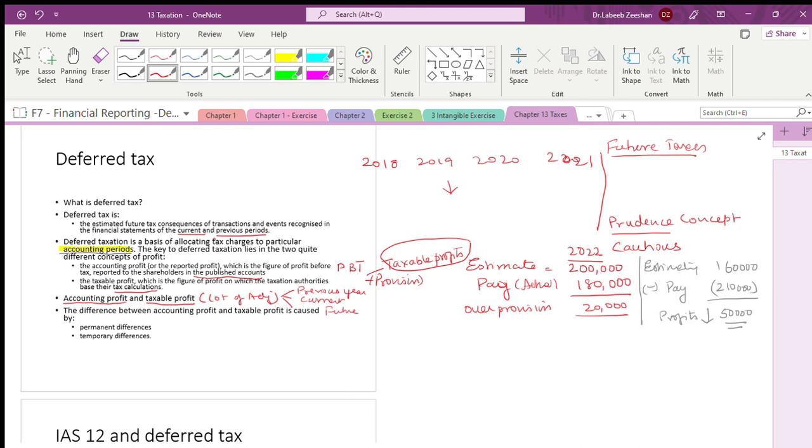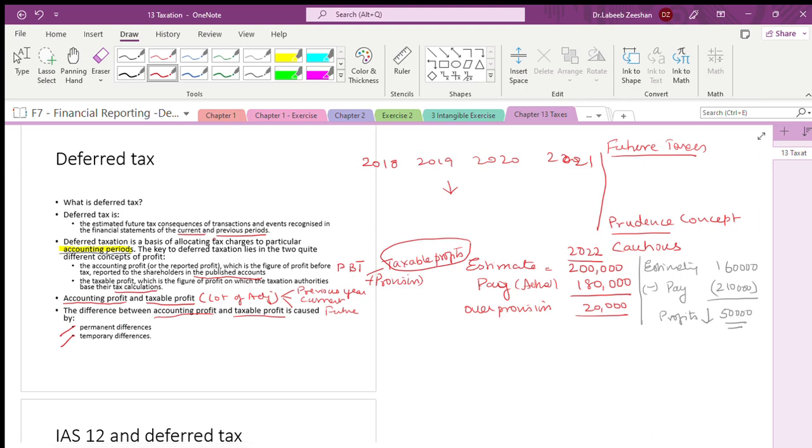That is the reason we are not concerned about accounting profit. We are concerned about tax. During this phase, we are only taking into consideration the taxable profits. In this process, what will happen? The difference between an accounting profit and taxable profits is of two kinds: one is a permanent difference and the other is a temporary difference.